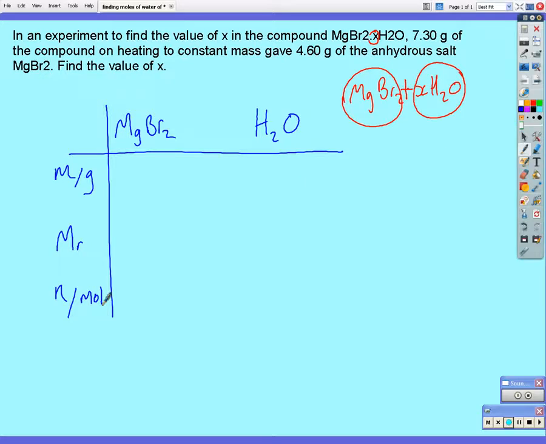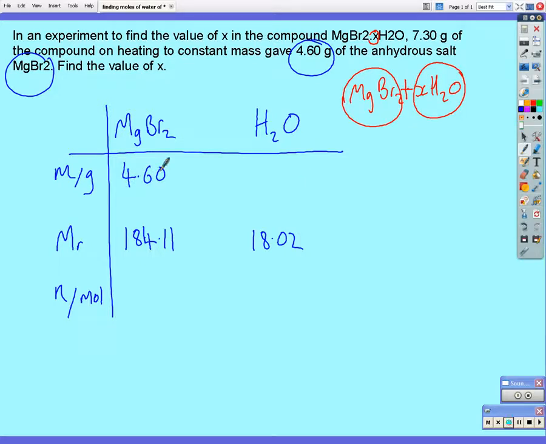So the molar mass of magnesium bromide, if you calculate that now, just pause. Okay, you've found that out, and I hope that you've found that the molar mass of magnesium bromide is 184.11 from your data booklet, your IB data booklet, and water is 18.02. The mass in grams of the magnesium bromide is given in the question as 4.60. That's anhydrous, without water. That's just magnesium bromide, but that's 4.60.